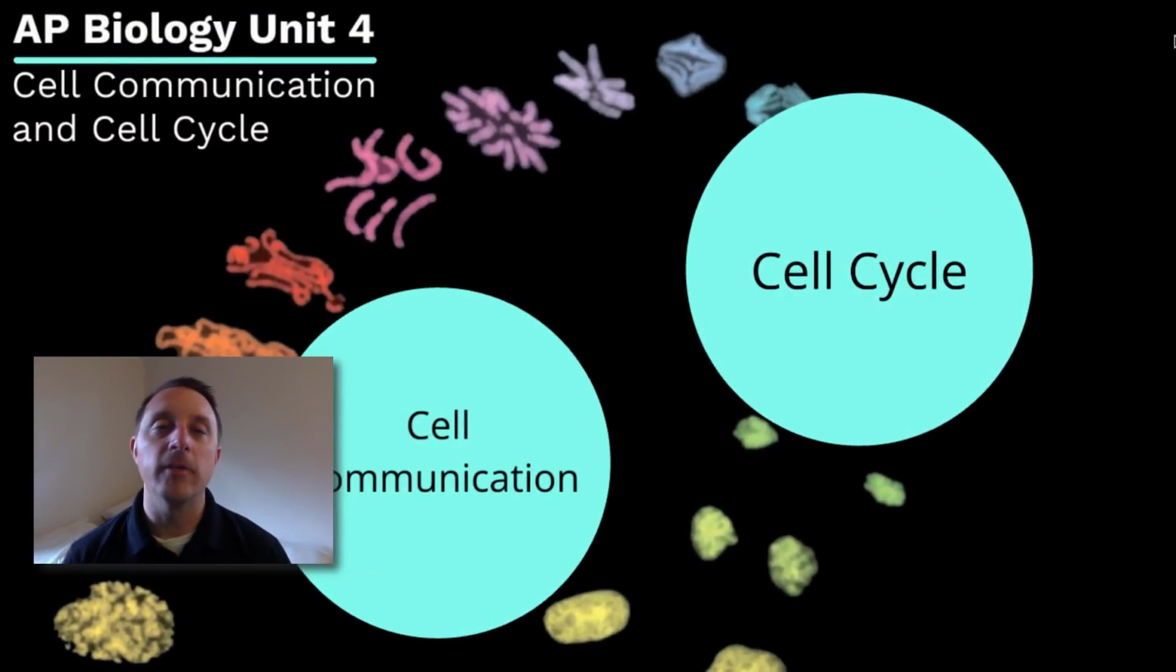So that is it for our Unit 4. Okay, we covered cell communication. Remember the 3 basic steps: reception, transduction, and then response. And then we got into the cell cycle. Remember interphase, mitosis, the basic events of mitosis, and cell cycle regulation. So I hope that all made sense, and I will see you guys again soon.